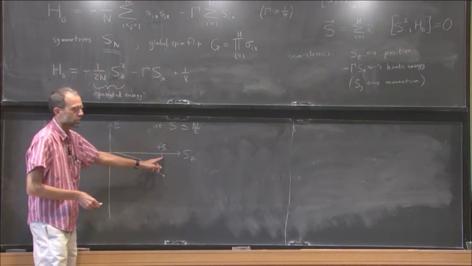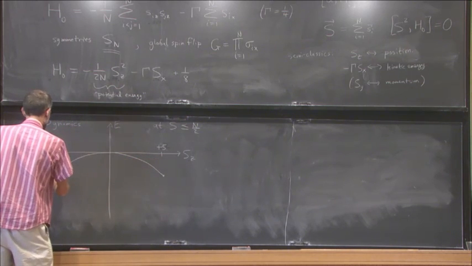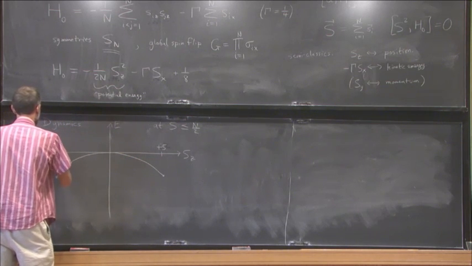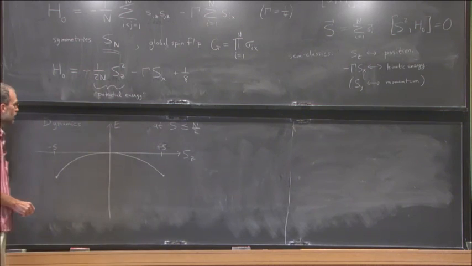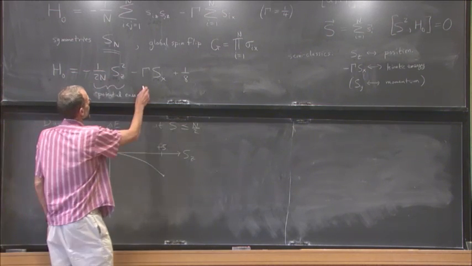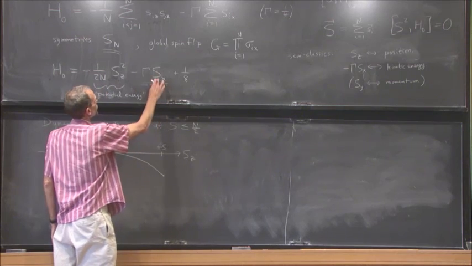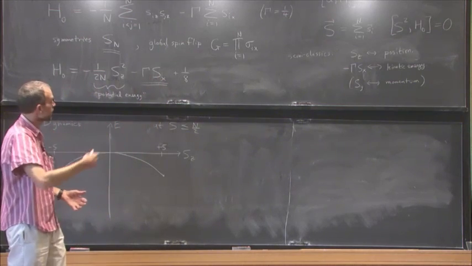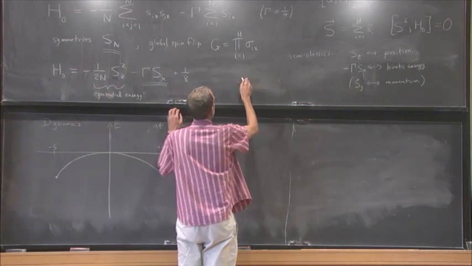Okay, so Sz can run up to plus S, and of course it can run down to minus S. Right? So that's the potential energy. Now this is the kinetic energy. Right? What does this operator do? It just hops.